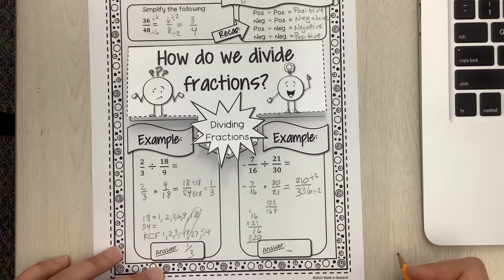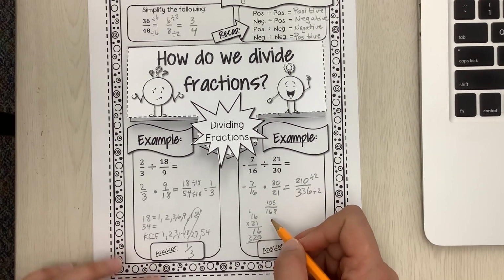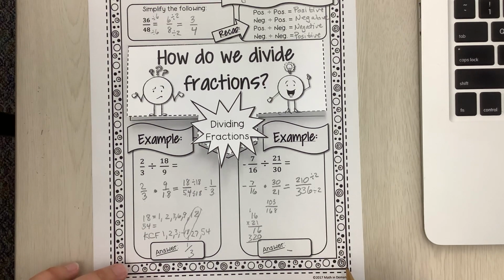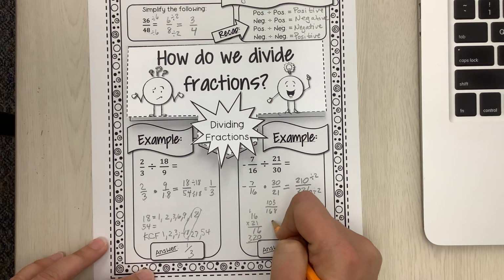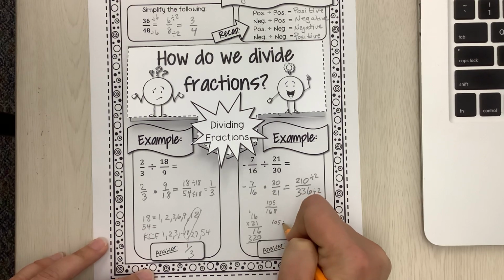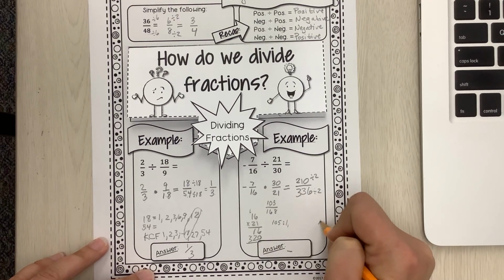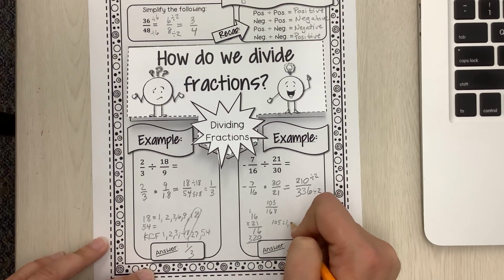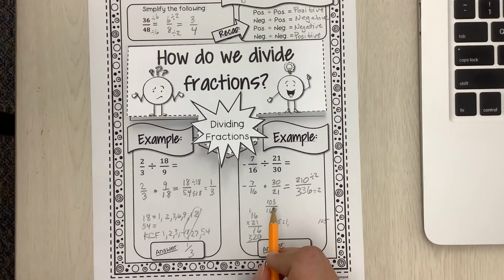Okay, I think we can still keep going. These are awfully large numbers. So let's see, what can we do now? Well, let's do some factors of 105. So 105, I know it's 1 times 105. It's not even, so 2 doesn't work.